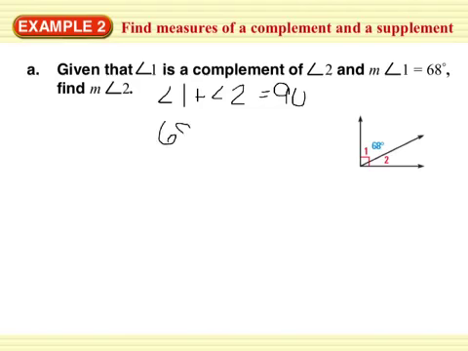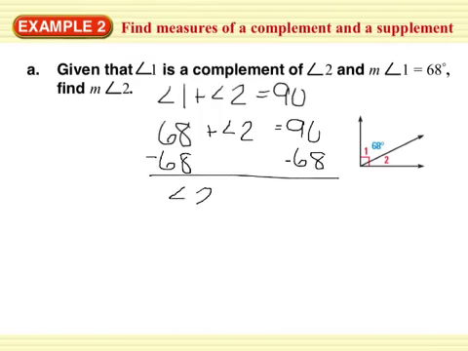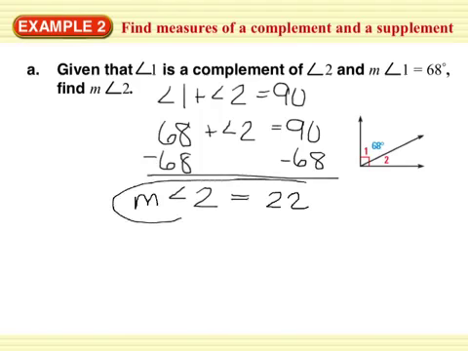Angle 1 is 68. I had to push pause for a second, so I'm not sure where I left you off. But angle 1 is 68 degrees. We don't know what angle 2 is. So now I can solve for angle 2. And this is a lot of steps. You can definitely skip some steps to help you. So angle 2 is 22 degrees. The measure of angle 2 is 22 degrees.